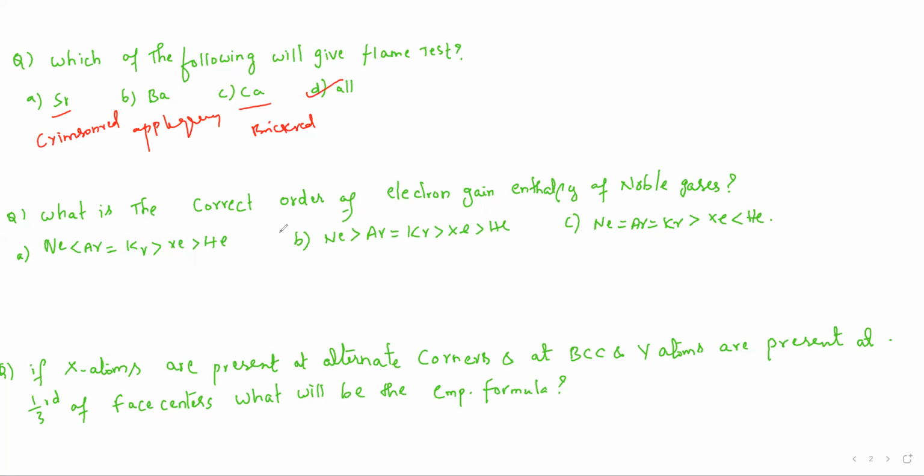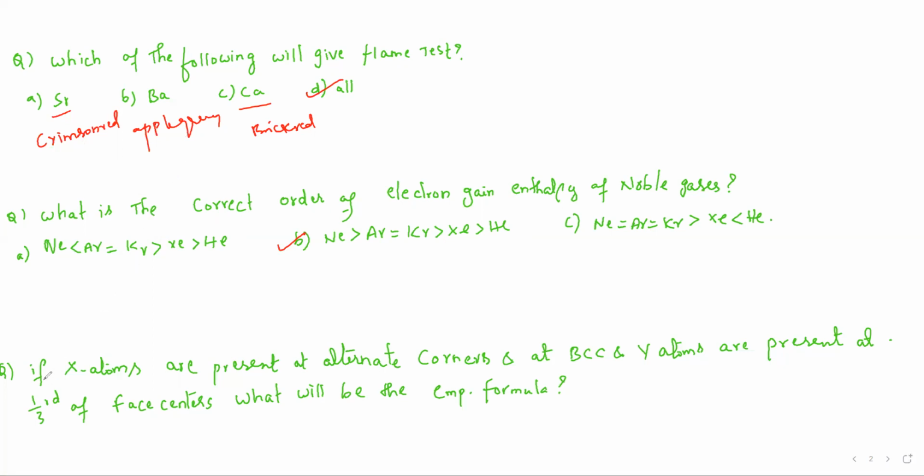And what is the correct order of electron gain enthalpy of noble gases? So it's direct remembering based only. So the answer will be neon is greater than argon is equal to krypton, which is greater than xenon and helium.